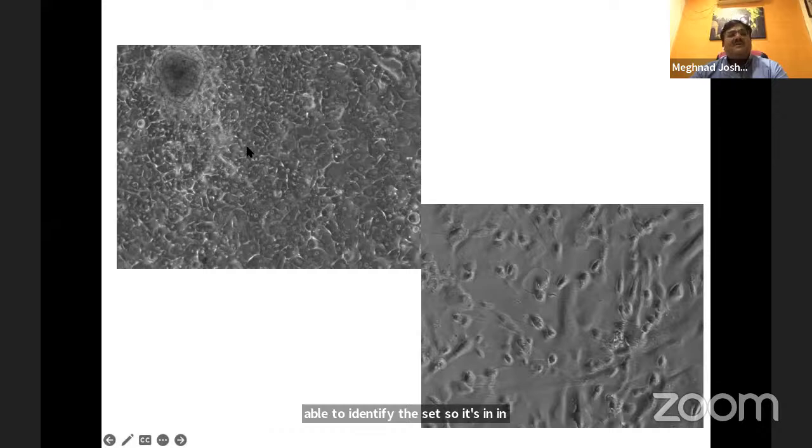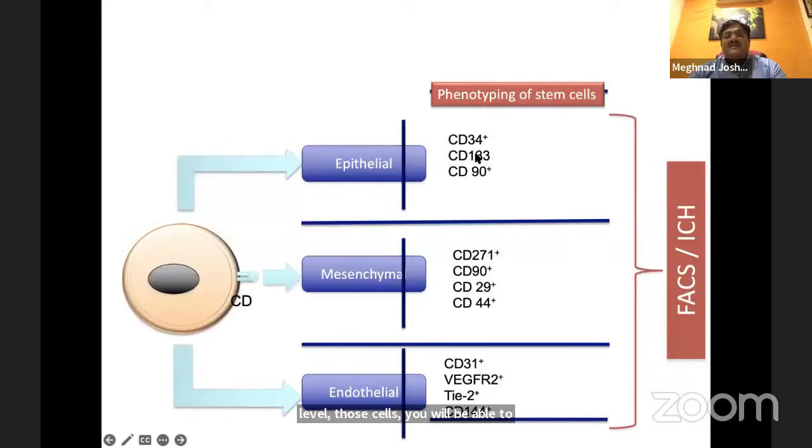In simple words, these are two photographs of hepatocytes. These are the adult hepatocytes, and these are the fetal hepatocytes. But whenever you are looking at these photographs under the phase contrast microscope, it is difficult for us to identify which one is the stem cell and which one is the non-stem cell or somatic cell. So if you could label those cells, you will be able to identify the difference between normal and stem cells. This can be achieved by phenotyping the stem cells.